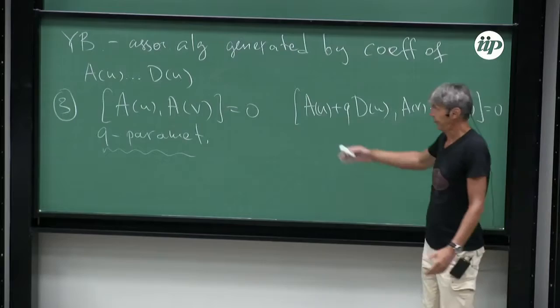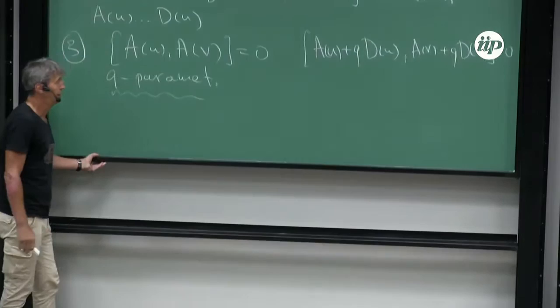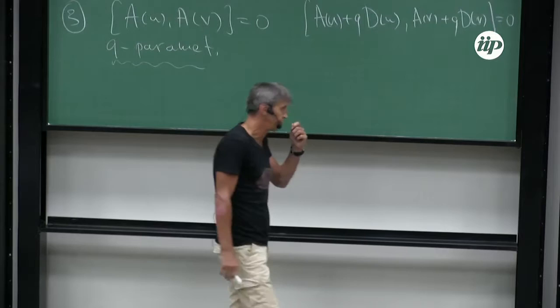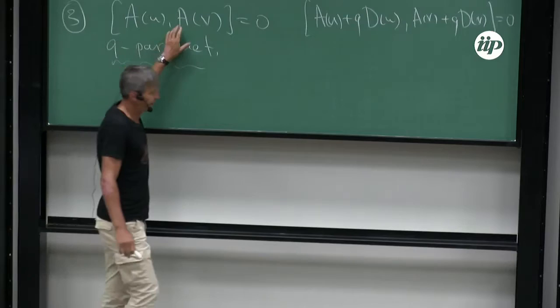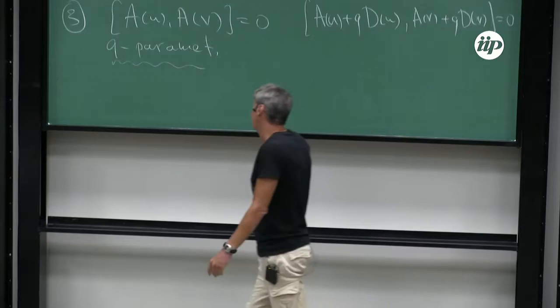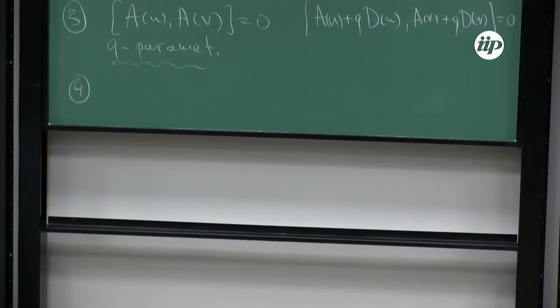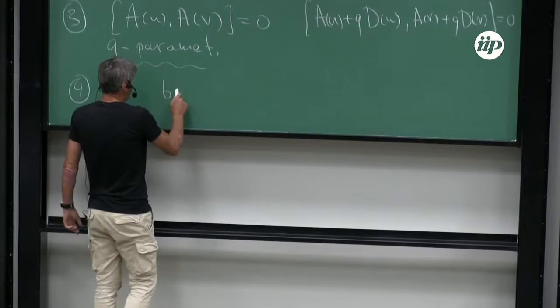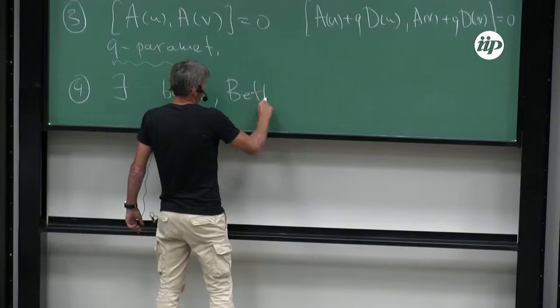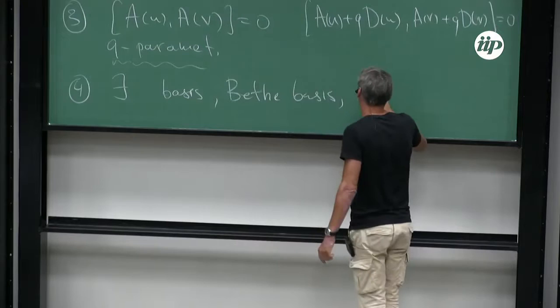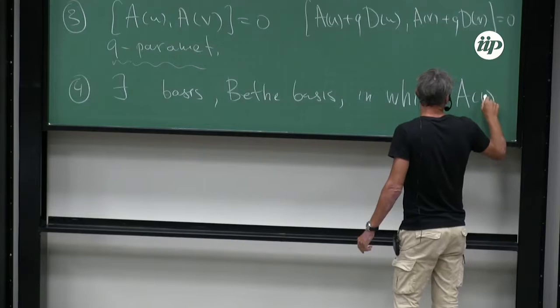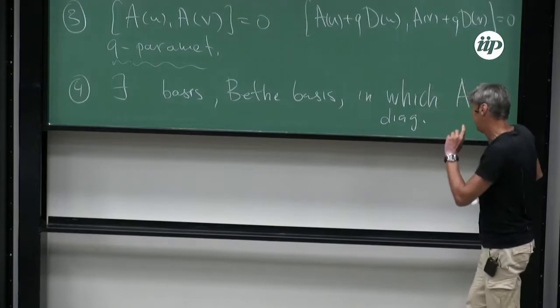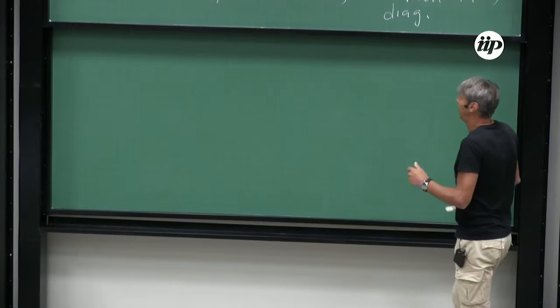Okay, so that Q parameter deformation of your commutative family is an important thing for geometry. Next thing is, of course, once I have a family of commuting operators, I mostly concentrate on this one. Obviously, we all know that there is a basis where they are all simultaneously diagonal, called the Bethe basis, in which A of U is diagonal. And it's obtained by quite an ingenious procedure, certainly not too familiar to most mathematicians, which is called the Bethe-Ansatz procedure.